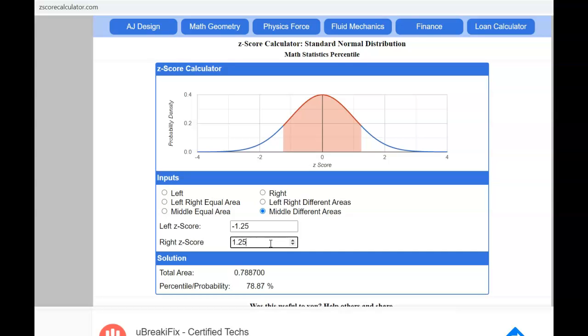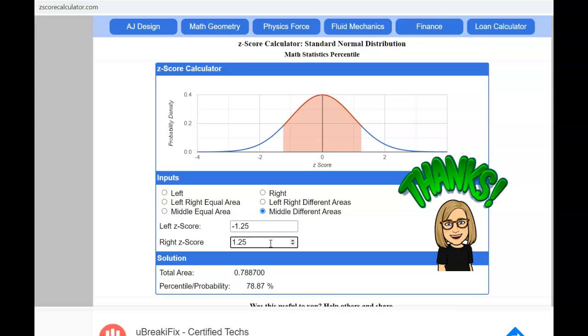All right, and then you see the area between these two z-scores is 78.87%. If I was expressing that as a proportion, it'd be 0.7887. All right, so those are the main ones that you would be needing. Again, always look at where it's shaded on this z-score, and then see, does that match what I'm being asked? Does that match what I shaded?